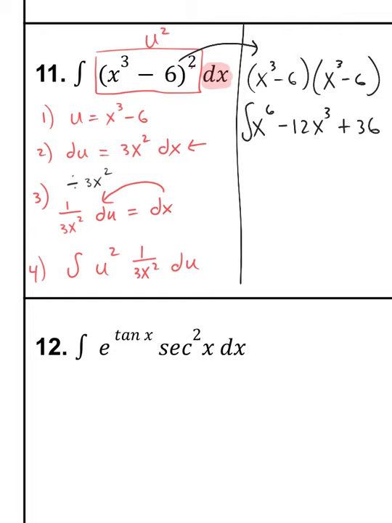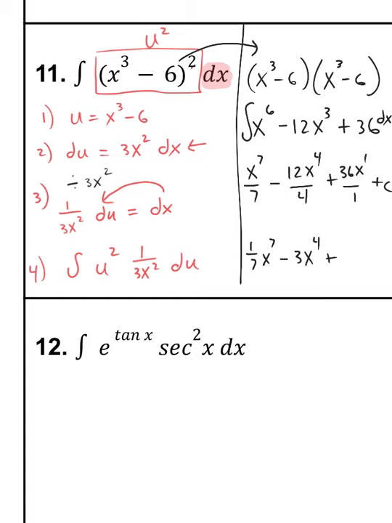Now I can just use the power rule on each term. So I get x to the 7th over 7 minus 12x to the 4th over 4 plus 36x to the 1st over 1. And then I just rewrite it: 1/7 x to the 7th minus 3x to the 4th plus 36x plus c. So if u substitution doesn't work, you just have to go back to algebra and get it to the point where you can use the power rule.